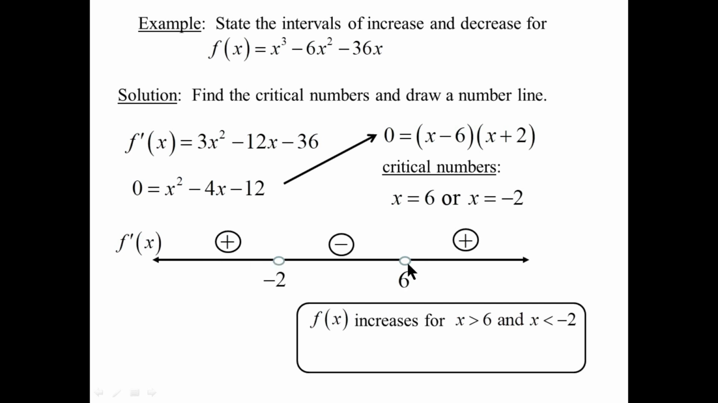So x less than minus 2 or x greater than 6. And x decreases wherever we see a negative sign. So minus 2 is less than x, which is less than 6. Between minus 2 and 6.